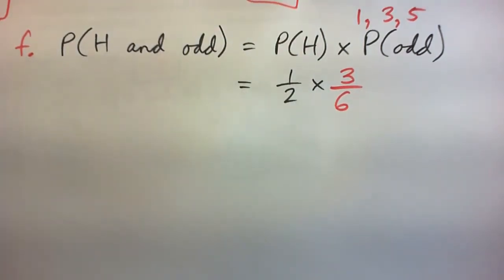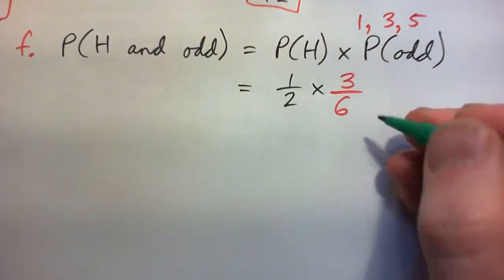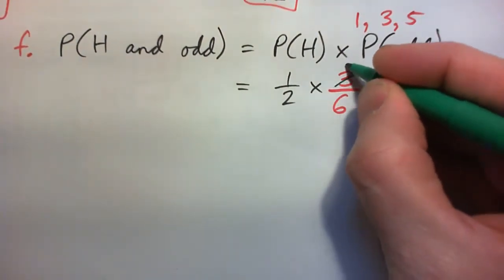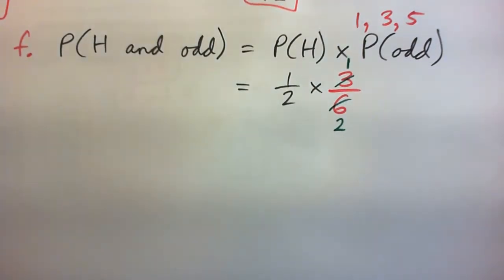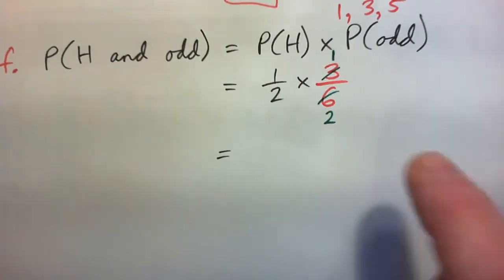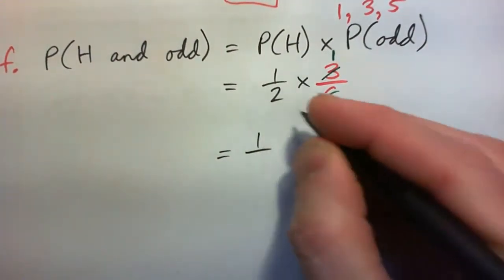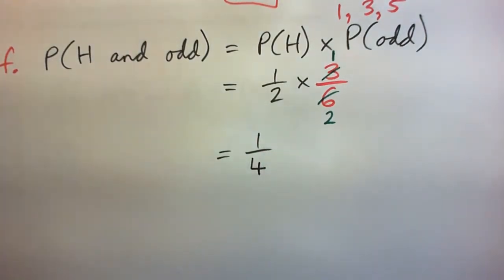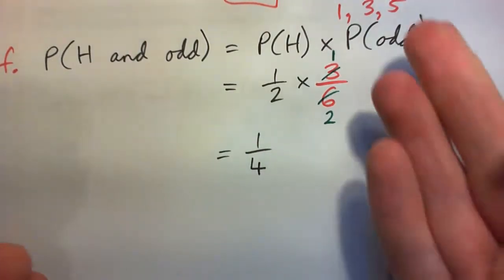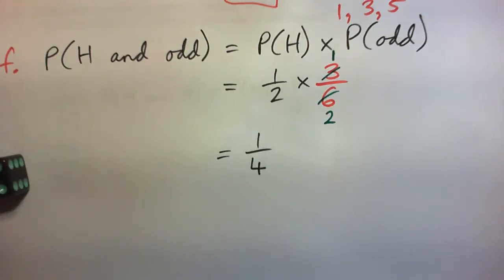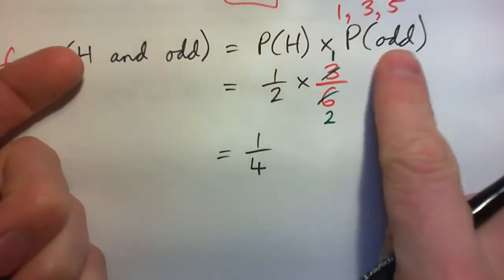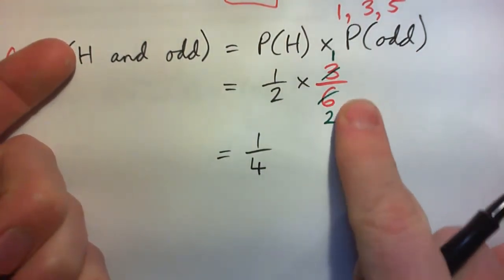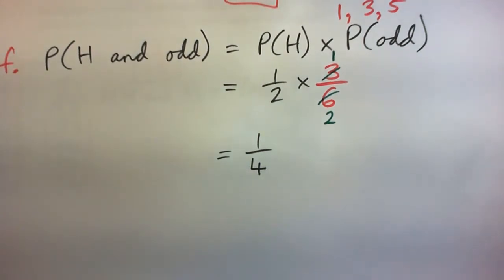So we have a half times 3 over 6. Can we cross-cancel? Sure we can. 3 into 3 goes once, 3 into 6 goes twice. And we get 1 times 1 is 1, 2 times 2 is 4, one quarter. And you might have said, well, half of the numbers are odd, so I'm just going to say the probability of odd is a half. And you might have written down a half. That's fine.